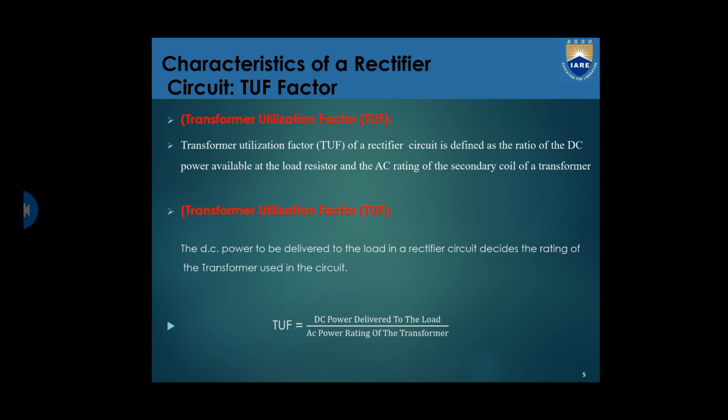In broad terms, you can explain it as: the transformer utilization factor of a rectifier circuit is defined as the ratio of the DC power available at the load resistor and the AC rating of the secondary coil of the transformer. Now let us give a formula for the TUF.